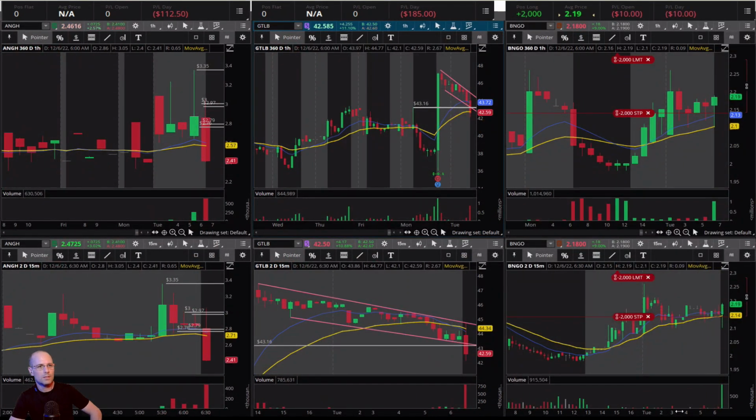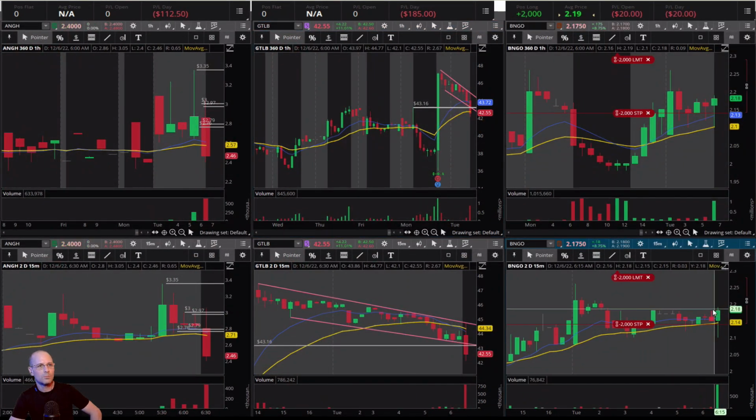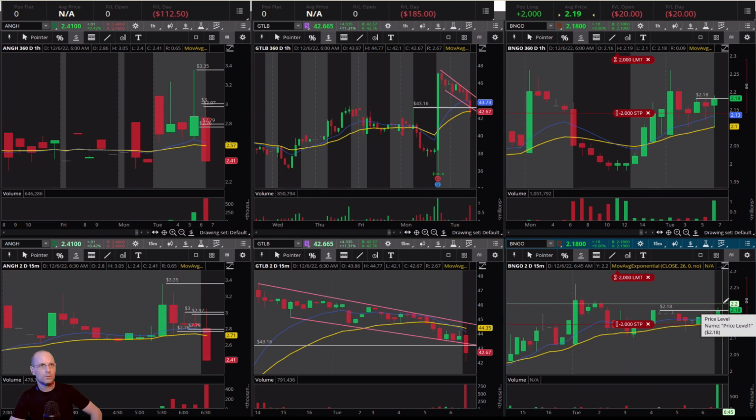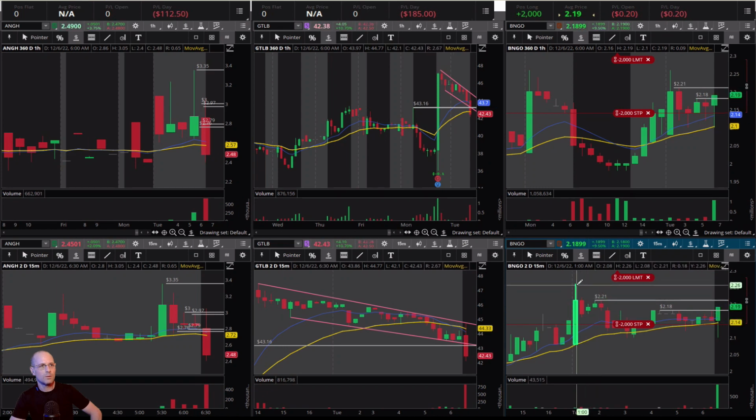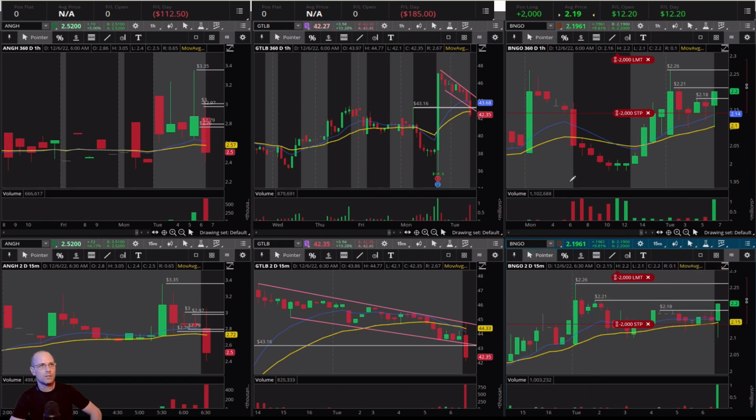See this nice looking 15-minute candle that's starting to try to break out here. So we want to get over 218 and hold. The time right now is 6:36, so there we go. Now our next resistance is up here, and then we have one up here, 226.